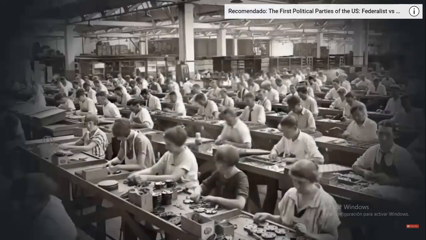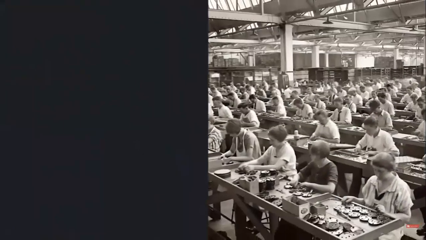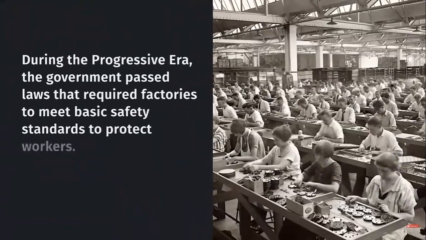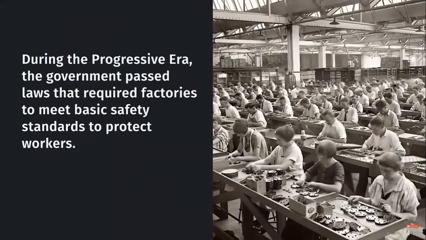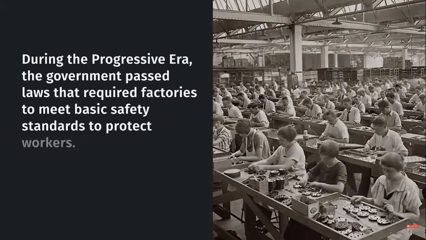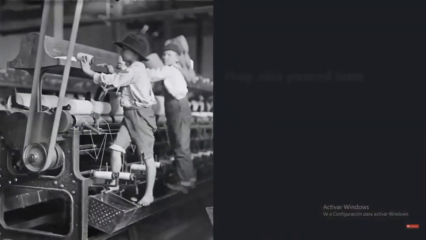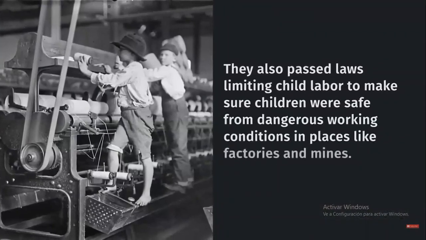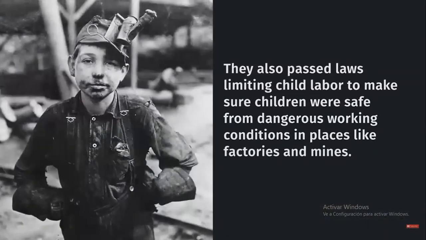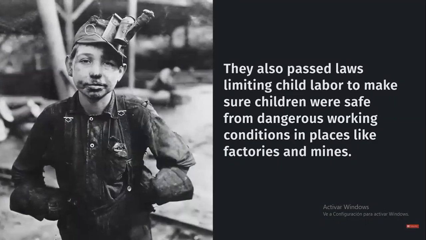During the Progressive Era, the government passed laws that required factories to meet basic safety standards to protect factory workers. They also passed laws limiting child labor to make sure children were safe from dangerous working conditions in places like factories and mines. The government also passes laws to ensure that there is competition in the market.